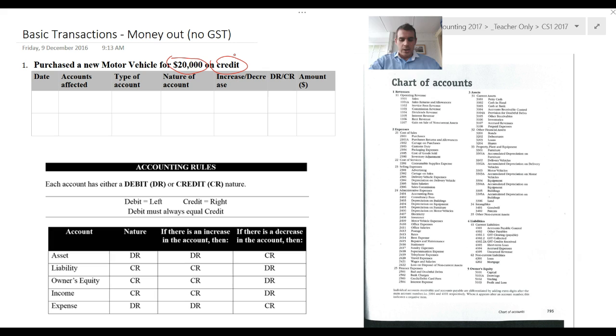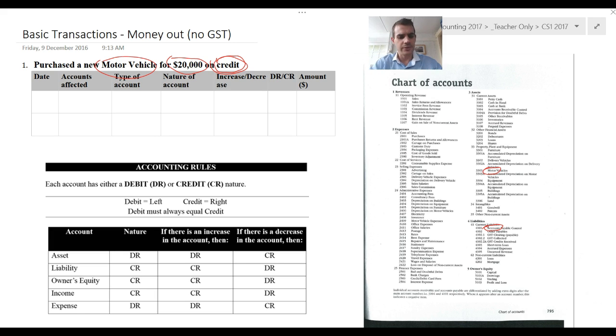He's really cute. Sorry, so we purchased a new motor vehicle for $20,000 on credit. Two accounts are affected here. The first account affected is our cash at bank. Actually, no, it's not, because we didn't actually buy this motor vehicle. We bought it on credit. So our two accounts affected are going to be our motor vehicle account, which is an asset. So if I look down here, motor vehicles. Our other account that's going to be affected is accounts payable, which is a liability because we're not actually paying for this motor vehicle, we're buying it on credit. So they're the two accounts affected.